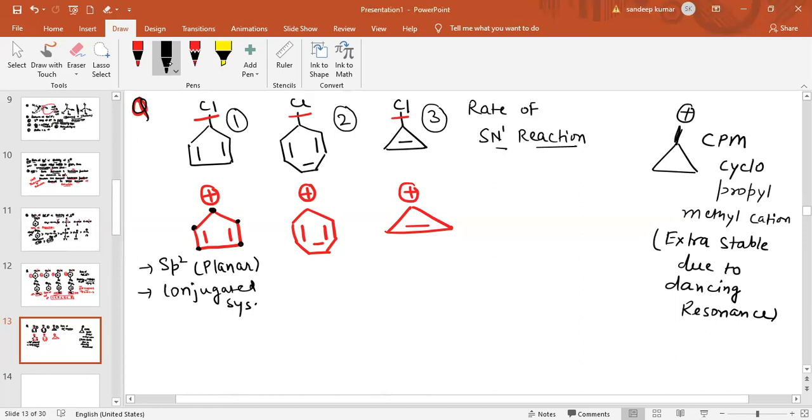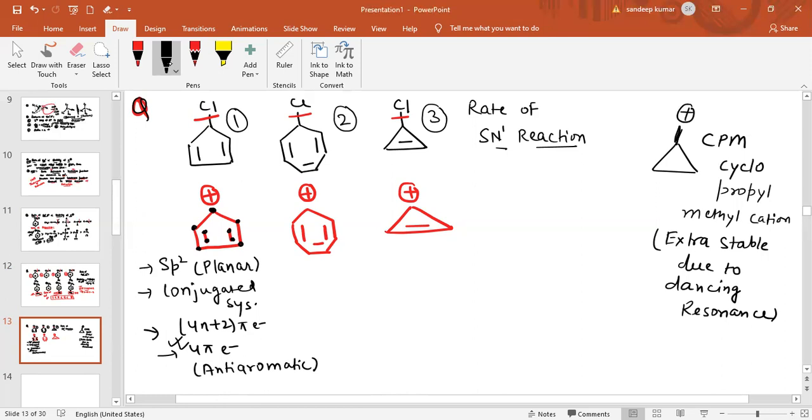Now see the third condition of Huckel's rule. The third condition is 4n plus 2 pi electrons. Now see, how many electrons are there? 1, 2, 3, 4. So how many electrons are there? 4 pi electrons. And 4 pi electrons is a condition of anti-aromatic. So the first compound is anti-aromatic because it has 4 pi electrons in the ring.